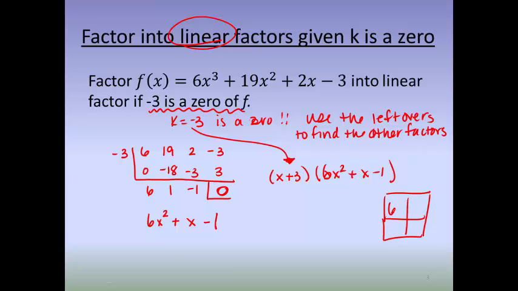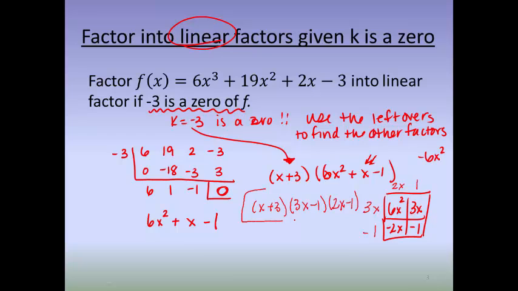So I'm going to use the factor box that I've been using all semester, and I put the -1 here. So that's -6x squared, and my goal here is to get a +1, so I'm going to use positive 3x and a -2x. And then I'm going to factor this into linear terms. 3x here, a 2x here, a 1, and a -1. That means x plus 3, and then 3x minus 1, and 2x minus 1. I have no idea why the pen just got thinner. So these are my 3 linear terms.